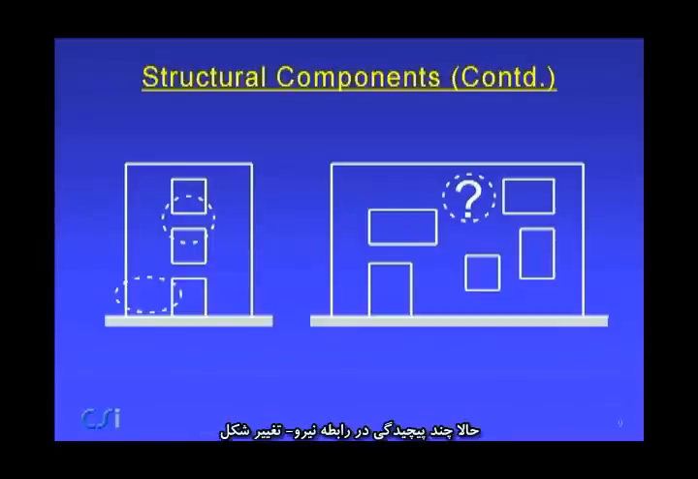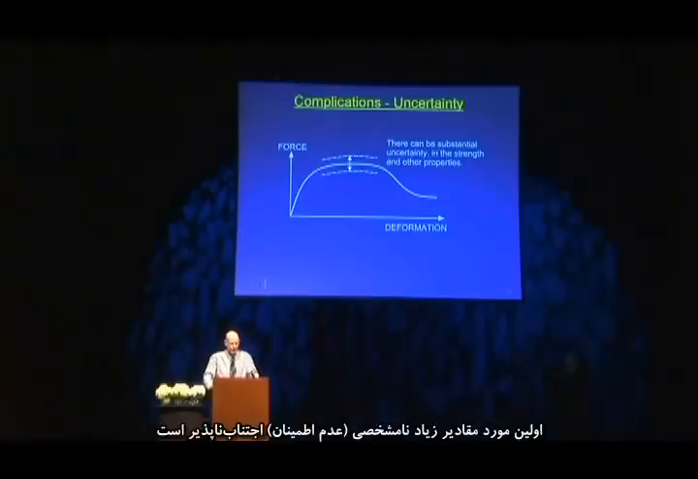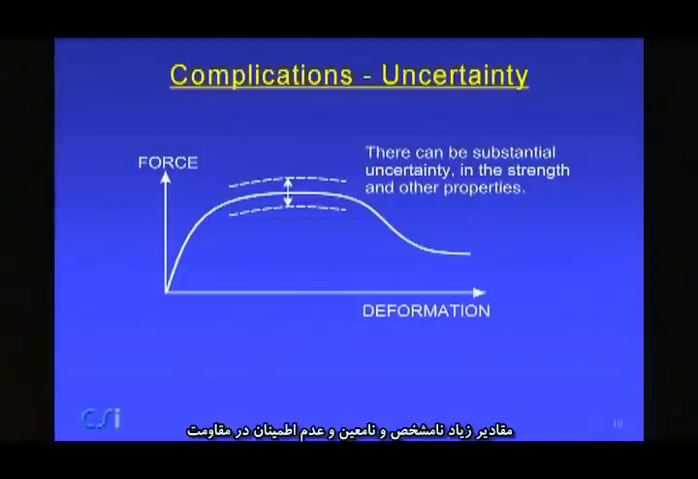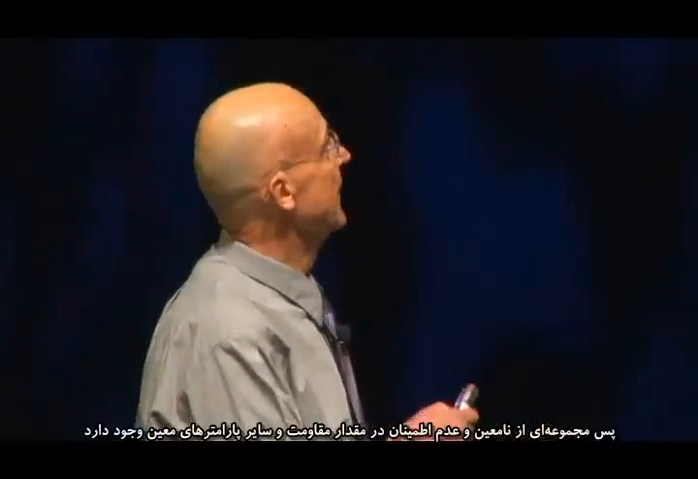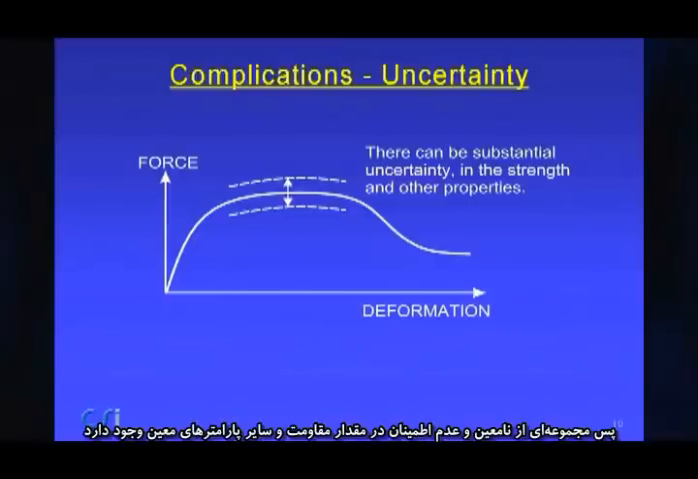Now, there's several complications in the FD relationship. And the first one is inevitably a lot of uncertainty. There can be substantial uncertainty in the strength and the stiffness and a number of other things. It's just inevitable. You don't know the strength of concrete. You probably don't even know the yield strength of the steel with any great accuracy. So there's going to be a fair amount of uncertainty in the strength magnitude and certain other things.